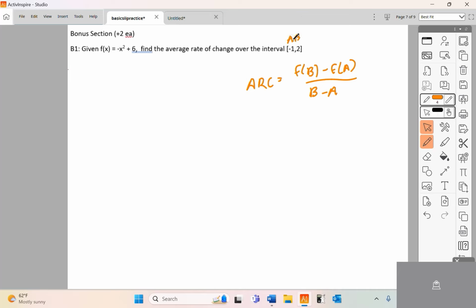Here's A, here's B. We just plug stuff in. If I want F of B, I'm going to let the X value be 2.